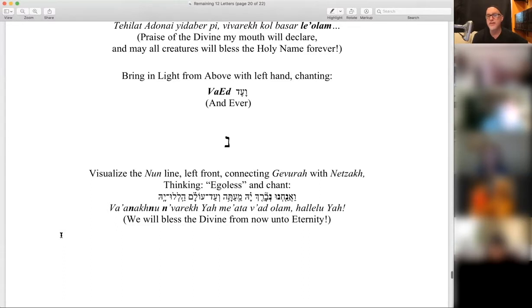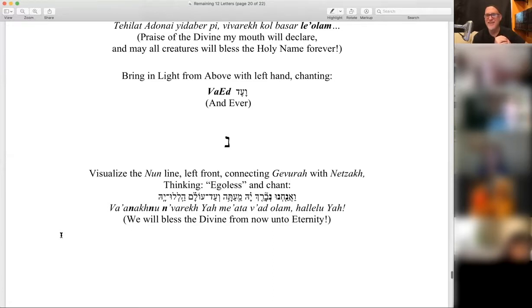Gevurah is strength and restriction. Nun really has to do with impermanence and loss, which is a traditional explanation in the Talmud of why the Nun is left out, because Nun has to do with that word nofel, which is fallen, and fallen meaning destroyed or failed or lost the battle kind of thing. And so we put Nun in because that's part of the process, but we put it in last.